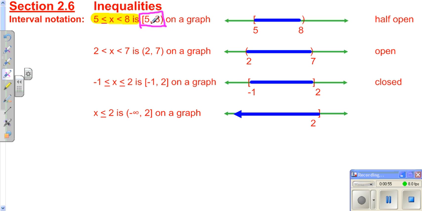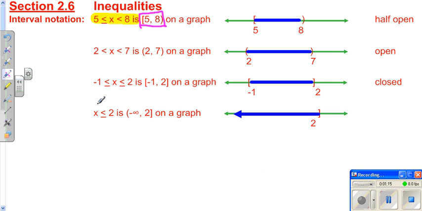As you're looking at your interval notation, you always put the smallest number first, followed by the largest number. If you have equal to's, then you use square brackets. If you only have less thans or greater thans, then you use curved parentheses.